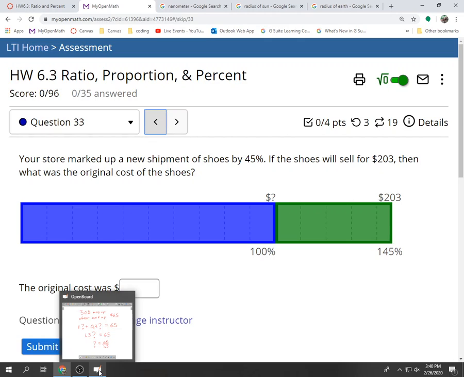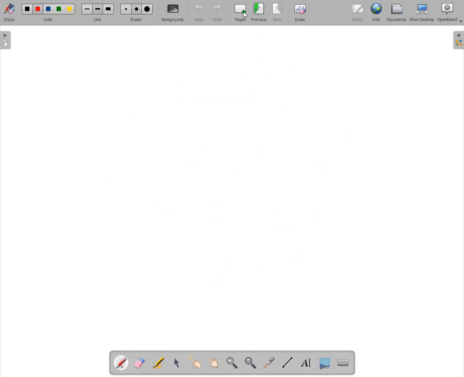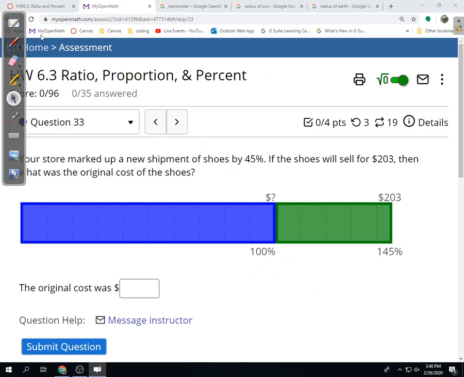Like you could set them up as ratios too. Yes, that's right. And any complicated problem in math can be done many ways. It's a strange, wonderful thing about math. All right, screenshot this.